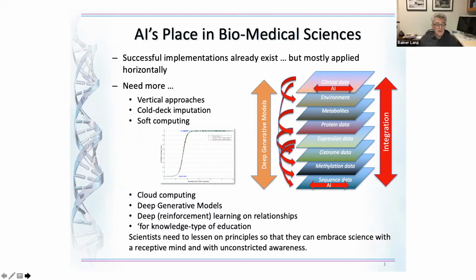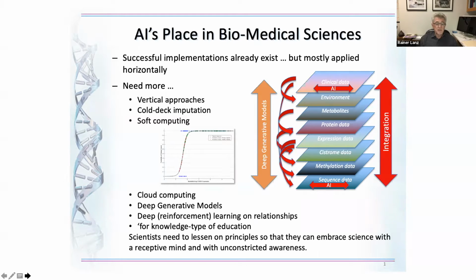Along the same line, I think AI will go into more deep learning or reinforcement learning, but not on data as it's done right now. I hope on relationships. This will bring us then to graph neural networks. I should have put that term there actually, okay?